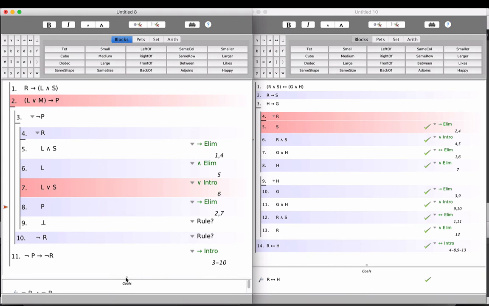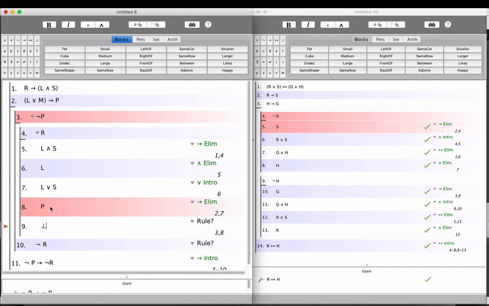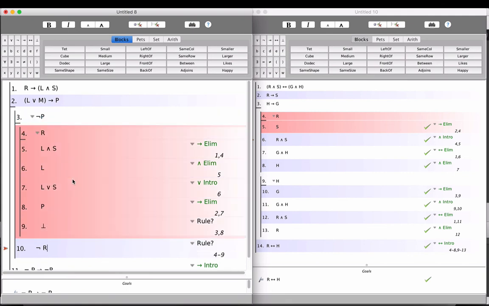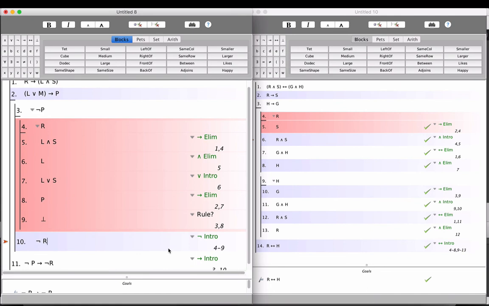Now take a look at line 8. P. What was our original structuring subproof assumption? Not P. These contradict each other. And once we achieve the contradiction, we exit the negation intro subproof. And once we exit the negation intro subproof, we're now back out onto the structuring sequence started at line 3.